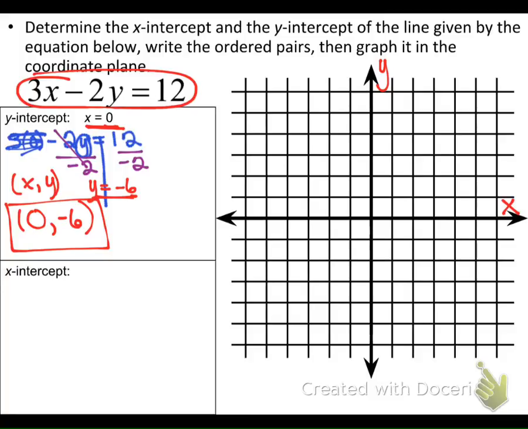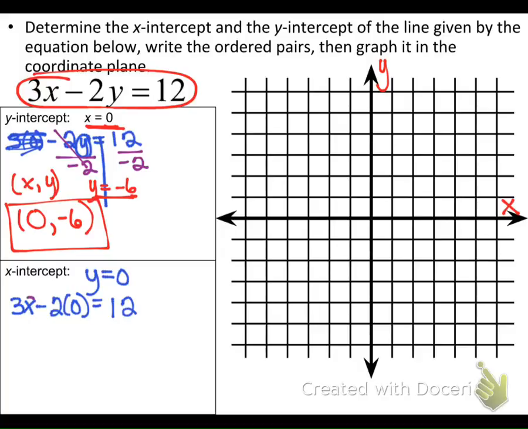Then I go back through and I solve again. This time, if I notice in my first box I solved for the y-intercept, this time I'm solving for the x-intercept. So up above I had x equals 0. This time you need to make sure that you put down y equals 0. This time we're substituting for y. So again, I'm going to use 3x minus 2, and what do I substitute for this time? The y. So I substitute that 0 in for it, equals 12.